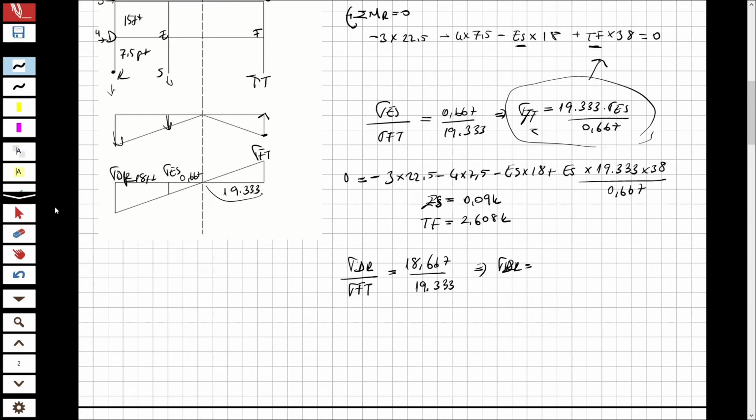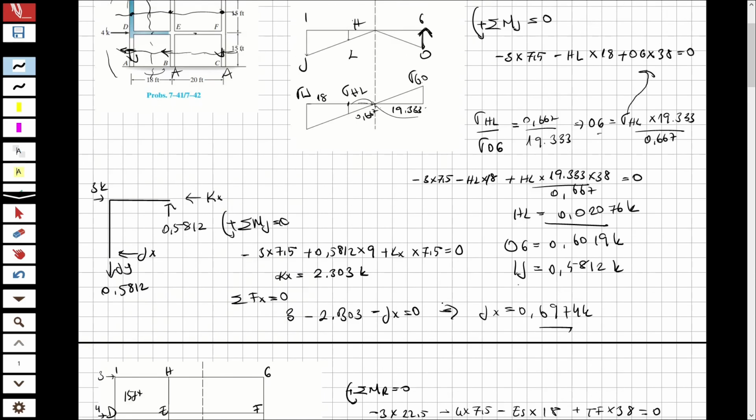And write like this, DR, sorry, it's going to be sigma FT multiplied by 18.667 over 19.333. Now when I write this value into this equation, sigma DR will be equal to 2.518 kips. Okay, now we obtain all forces, so let's solve this part also.